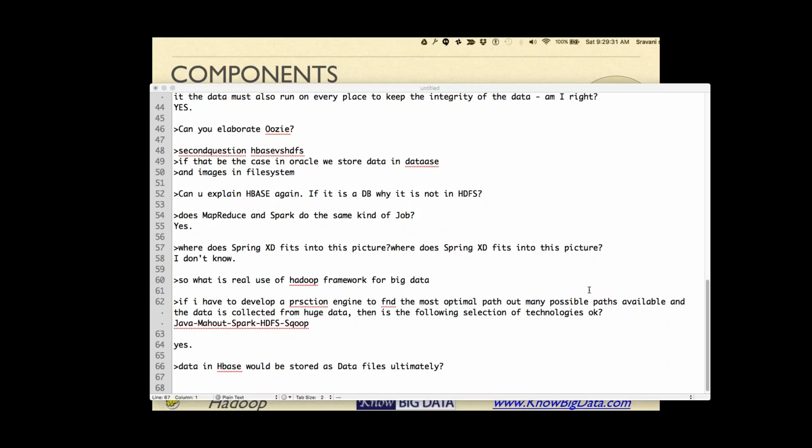Ashish's question, why do we really need HBase? When you have a lot of modification going on in data, then you use HBase. If your need is only an append-only file system, you can continue to use HDFS. Okay, Mahesh, is it a two-step process or one step? There will be many steps involved, not only two steps.